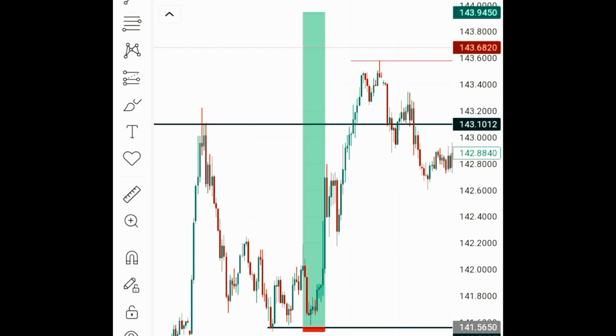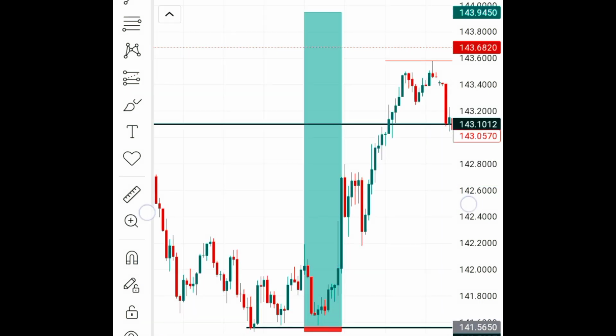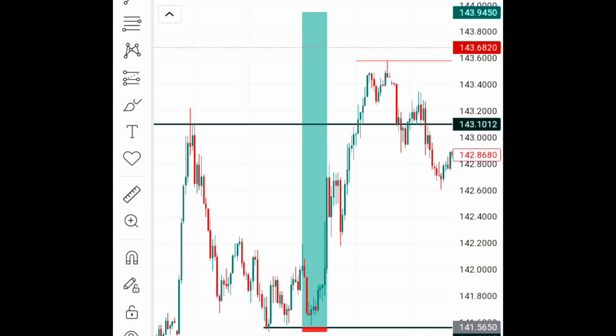So let us get straight to the point. Let me show you how I was able to catch that move. Let's go. I'm on my USD JPY M15, but let me delete everything and start afresh for you to see how we take this trade.